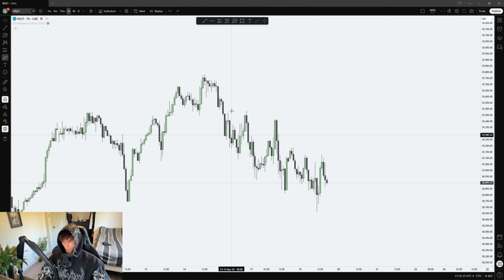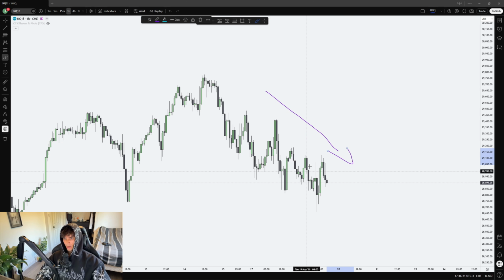Again, don't look too much into the details. You just want to see which direction the market is going overall. We can see here it's going down, and we can see here that it's going up. That's all that matters. It doesn't have to always perfectly be making lower highs and lower lows.